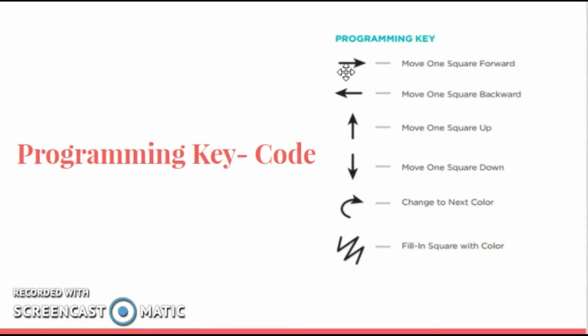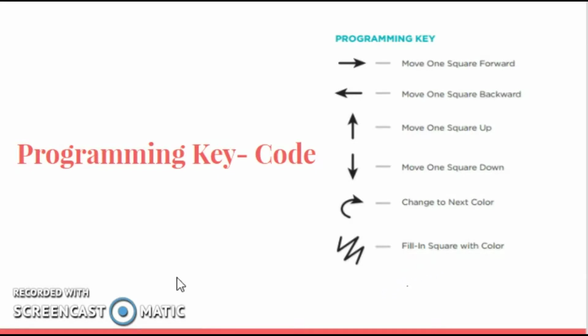So a right arrow means to move forward one square. A left arrow means to move one square backward. An up arrow means to move one square up. A down arrow means to move one square down. And this little curly arrow means to change to the next color. And we're not going to be using that one a ton for this one. And then the last one is a squiggly line, and this means to fill in the square with color.